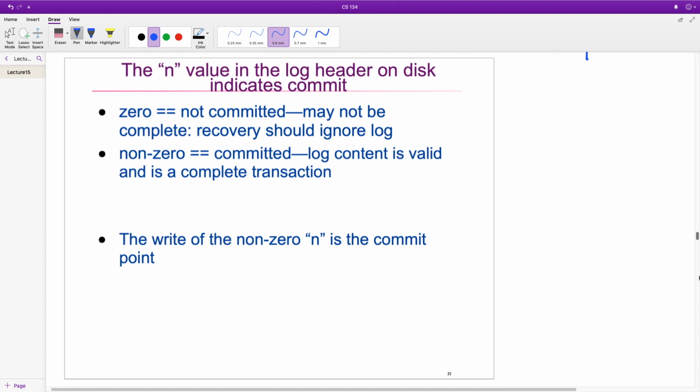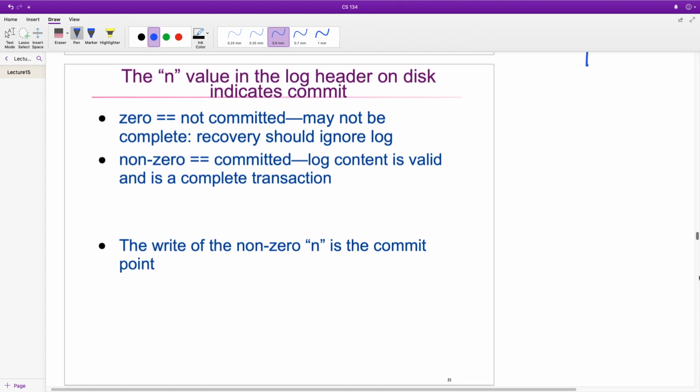So the N is the commit. 0 means it's uncommitted. There's no recovery necessary. The non-zero means it's committed, and you have to copy the stuff from the log to the disk. And we don't know how much of it you have to copy, so copy all of it. And it's the point you do that write that's when the commit happens.